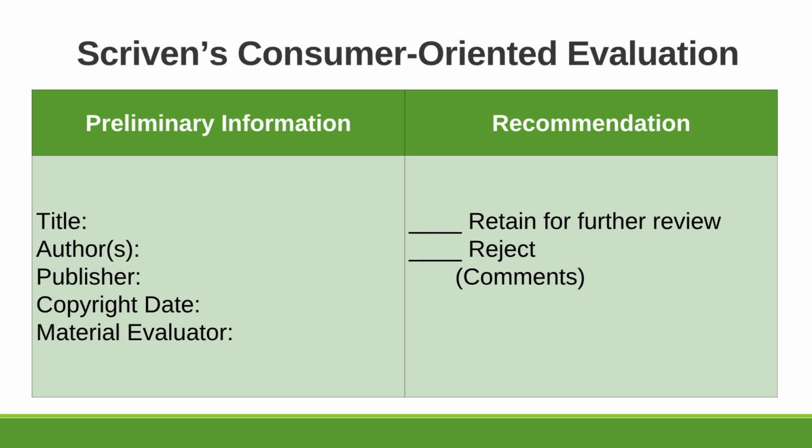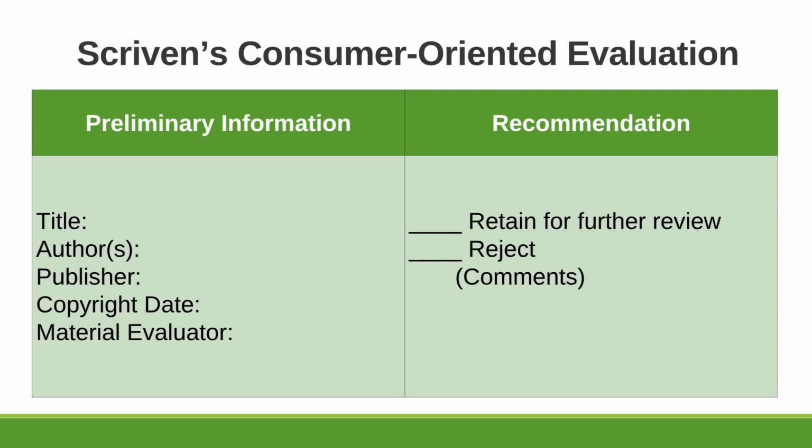This model puts emphasis on the needs and experiences of the end user, the student. It is outcome-focused and thoroughly examines the quality of educational materials based on how well they serve learners. Let's begin by reviewing the key parts of the evaluation tool we will use. This tool has 3 major sections: preliminary information, criteria, and recommendation. 1. Preliminary information. Before we evaluate content, we first fill in these details.